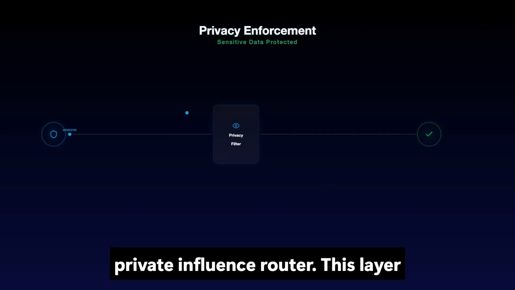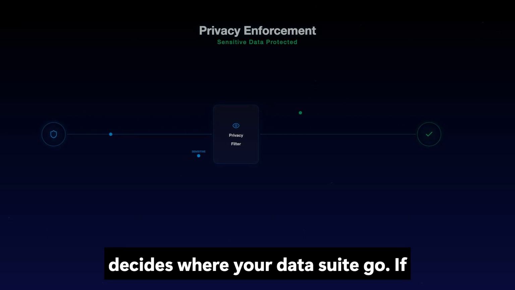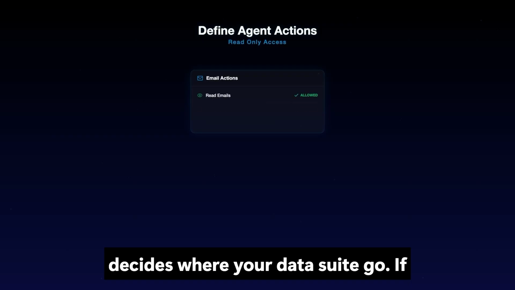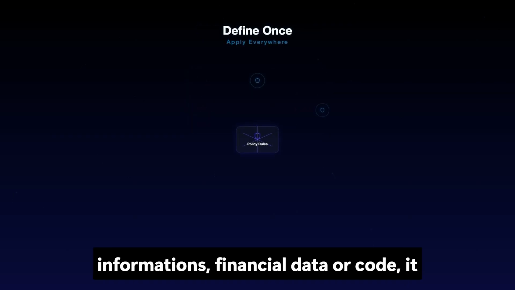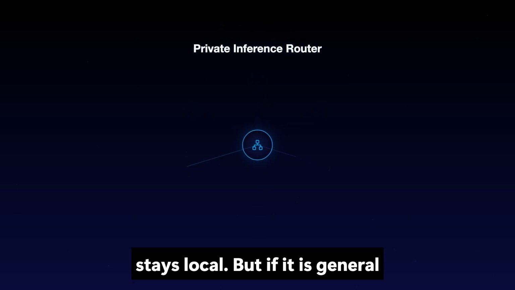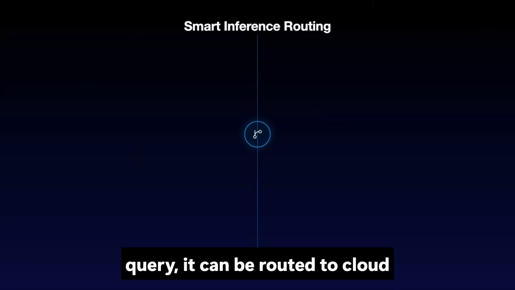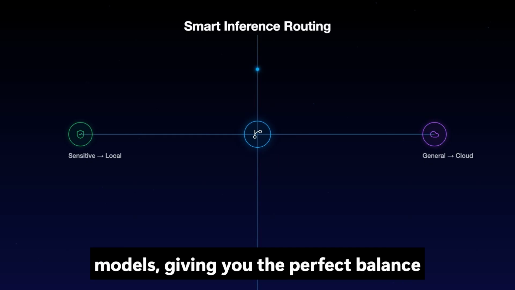Finally, the private inference router. This layer decides where your data should go. If your data is sensitive, like personal information, financial data, or code, it stays local. But if it is a general query, it can be routed to cloud models, giving you the perfect balance between privacy and performance.